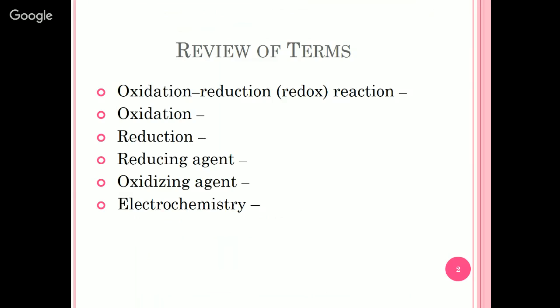And then we have the study of electrochemistry, which is looking at different types of redox reactions, where they are applicable, creating different types of batteries. We see this with fuel cells. We see this with electroplating. So there's a whole field of electrochemistry.